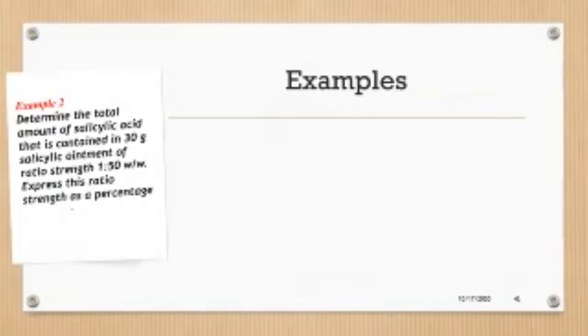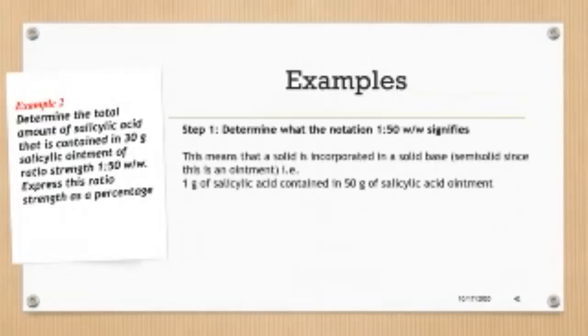Let's look at example 2. Determine the total amount of salicylic acid that is contained in 30 grams of salicylic acid ointment of ratio strength 1 in 50 weight in weight. Express this ratio strength as a percentage. First step, determine what the notation 1 in 50 weight in weight signifies.